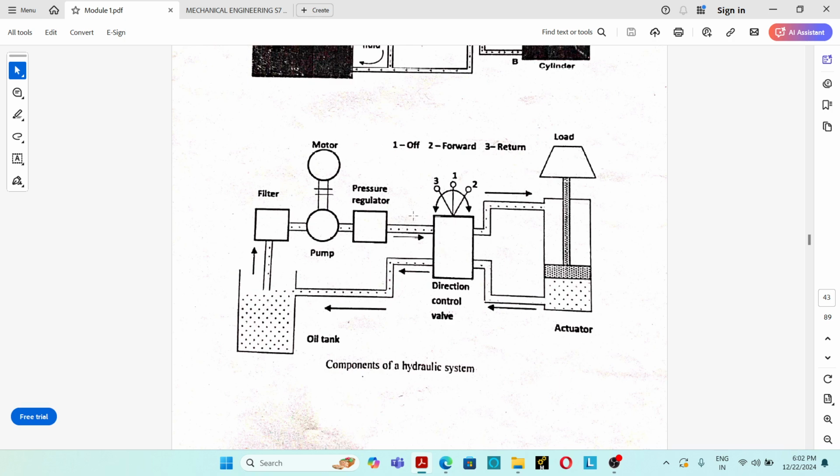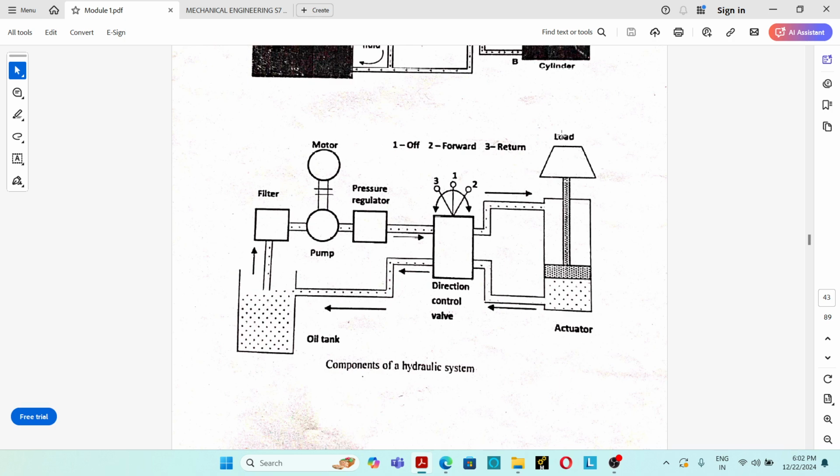Suppose this is a P port and this is T and this is A and this is B. So these are the four ports available for this direction control valve. This is P. P means pressure line port, which is connected to the pump. T is the return line port, which is connected to the tank. And A and B are working line ports, which are connected to the hydraulic actuator.